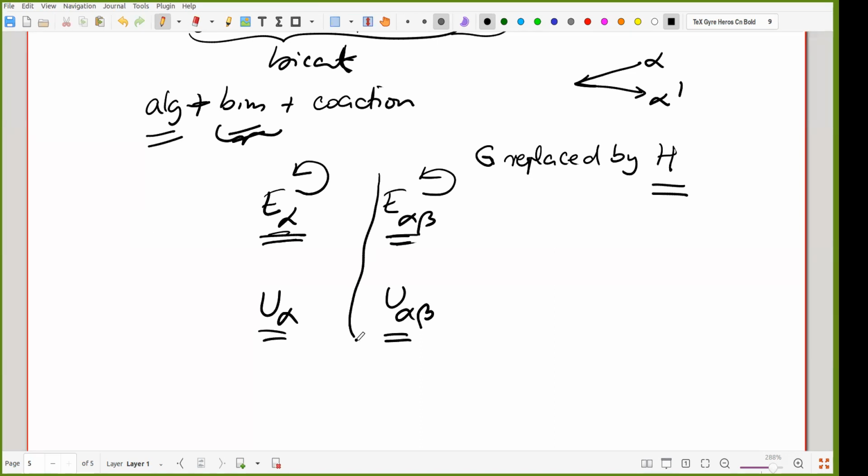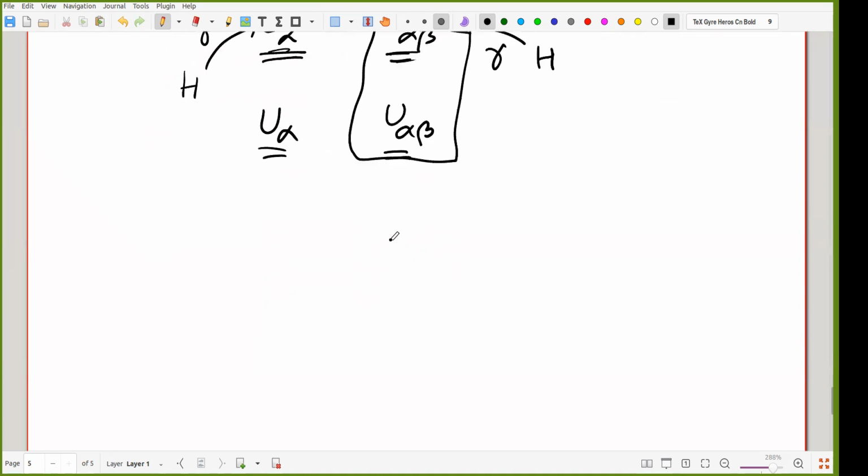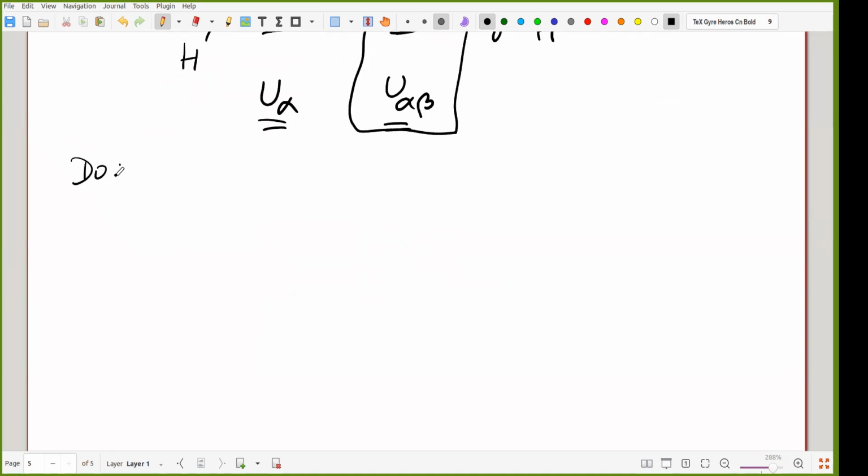But on the level of each of these, I have the situation like before. I had U alpha, I have E alpha beta, and I have this gamma from H. Gamma here and gamma here. I will have gamma from H to E alpha, and maybe I will have something like this here. Now, there is a classical result of Doi from 1980s, 1985 or so.